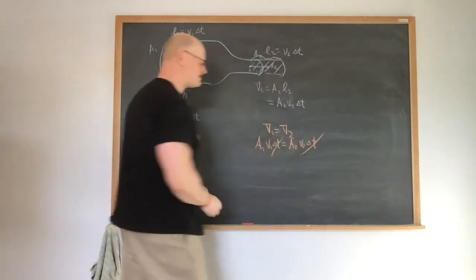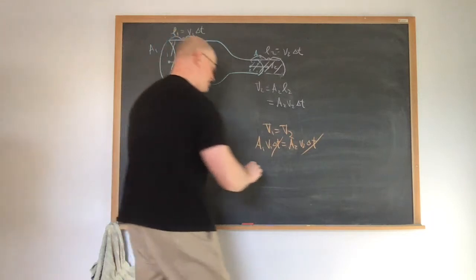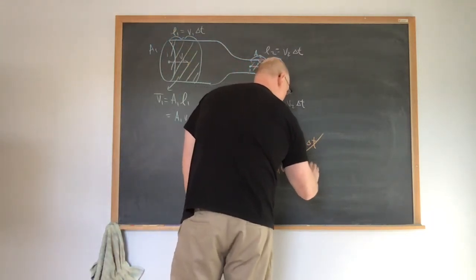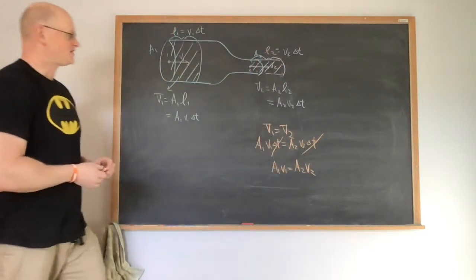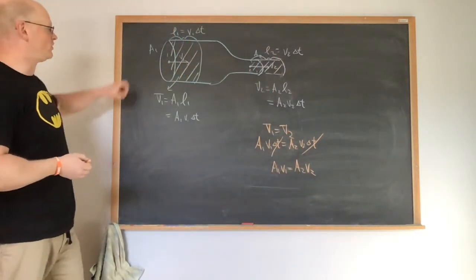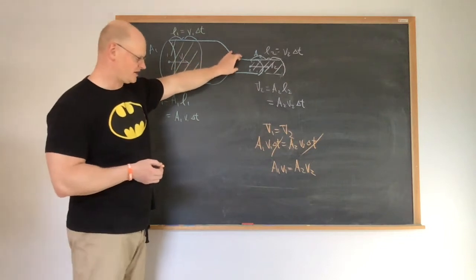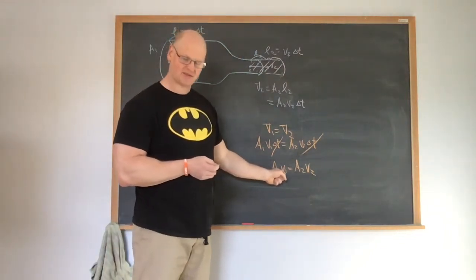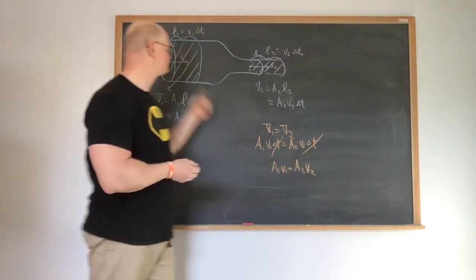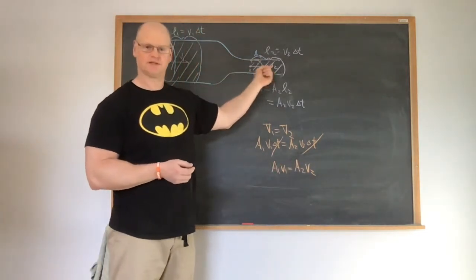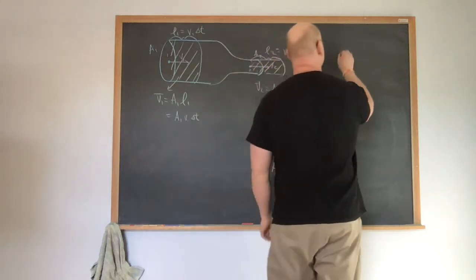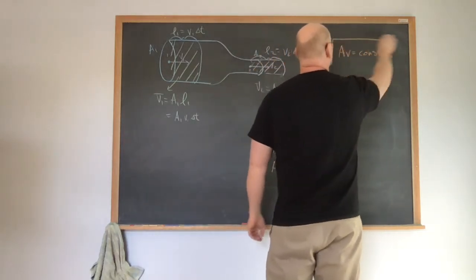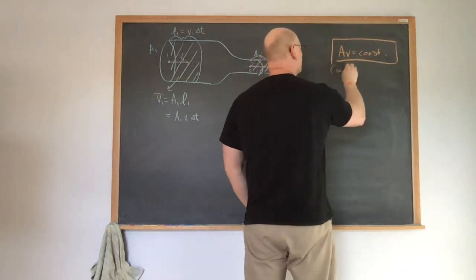But those delta t's are the same, so they have to cancel. So this tells me that A1 times V1 must be equal to A2 times V2. So all this means is what? If I go from one cross-sectional area to another cross-sectional area, then this product of the area times the velocity must be the same at any point along this tube. So ultimately, the area times the velocity must be equal to a constant. This is what's known as the continuity equation.